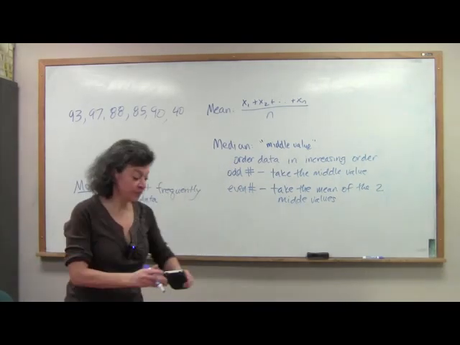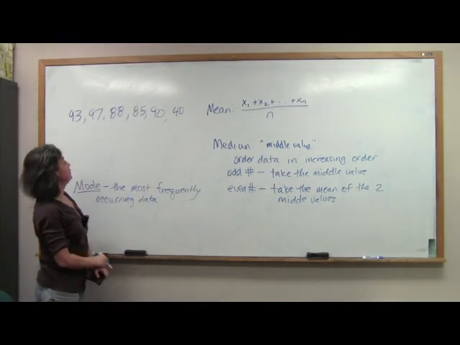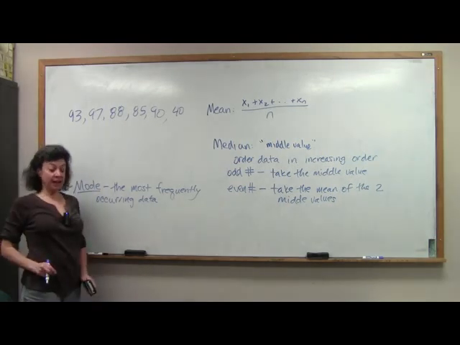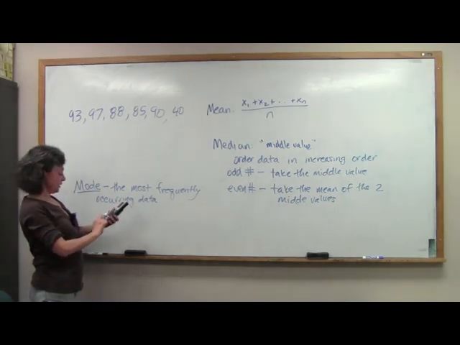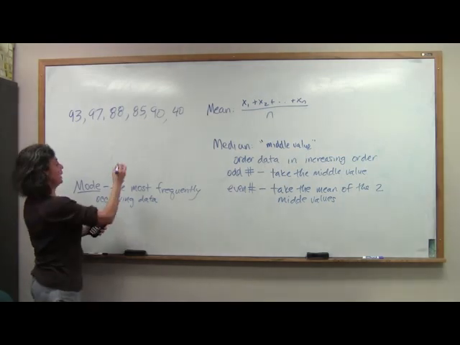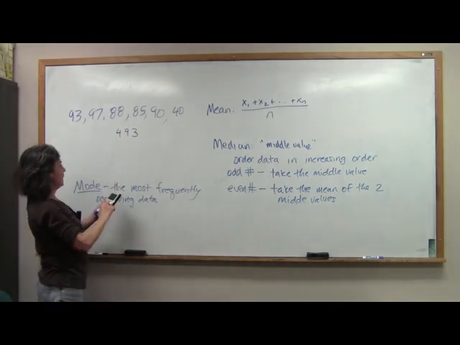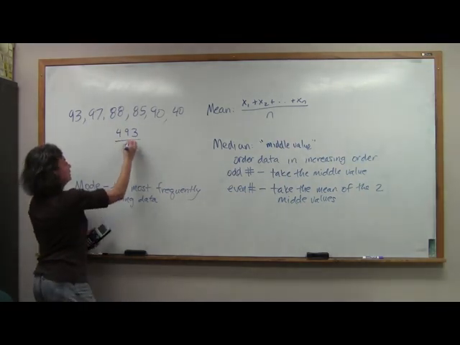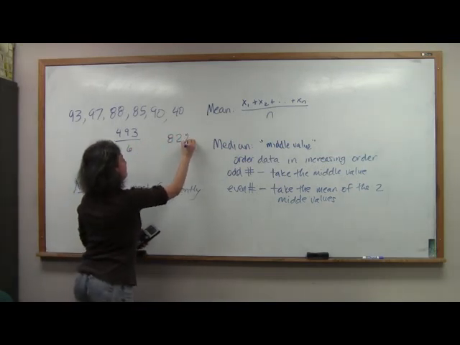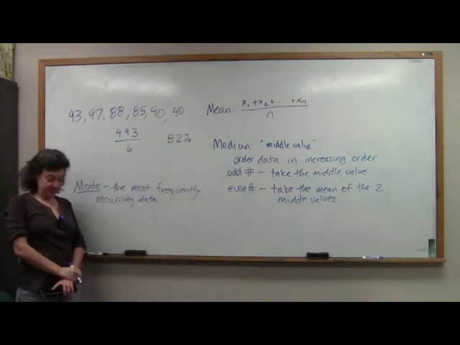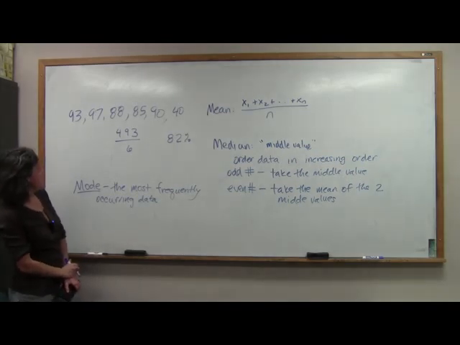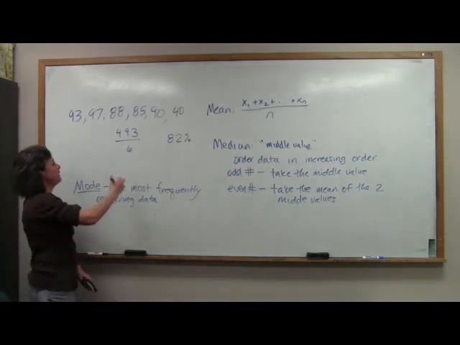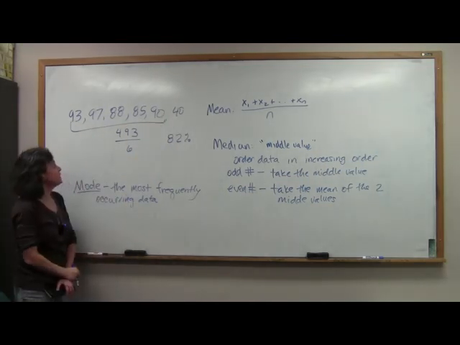Okay? So, for example, suppose this was a student and I wanted to take their class average. Well, what I would do is I would add up all my data points, and I'd get 493, and then I would divide that by 6, and I'd say, oh, their average is about an 82%. Okay? Is this student a B student? I mean, aside from this last test, I would say no.